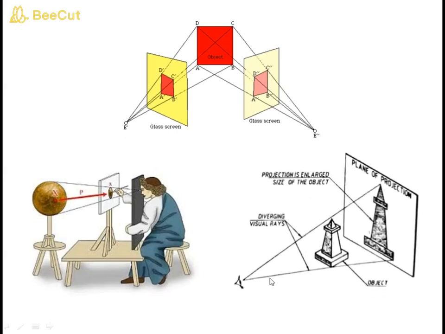Similarly, if you are placing the object in between the picture plane and the eye level of the observer, in that case, if you are projecting the rays to the projection plane, you will get the enlarged view of that particular object. So there are two different possibilities. You will get a small image or an enlarged image depending upon the position of the picture plane. If the picture plane is in between the object and the observer, you will get a small sized image. If the picture plane is behind the object, or the object is in between the picture plane and the observer, then you will get an enlarged image.